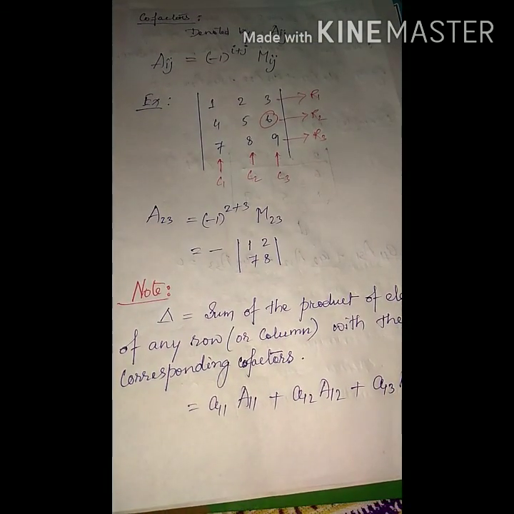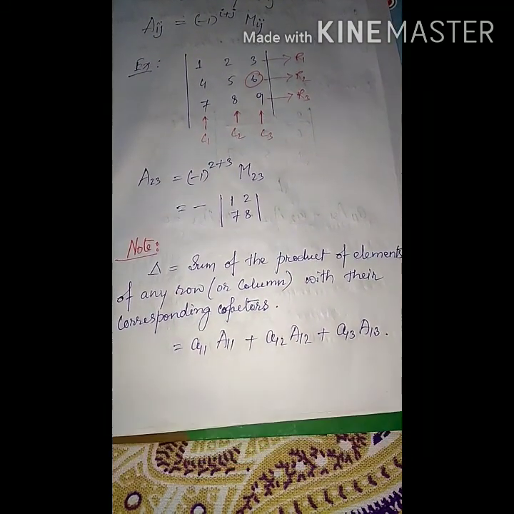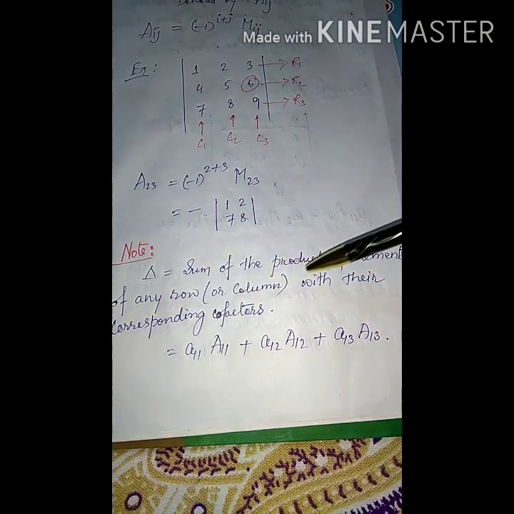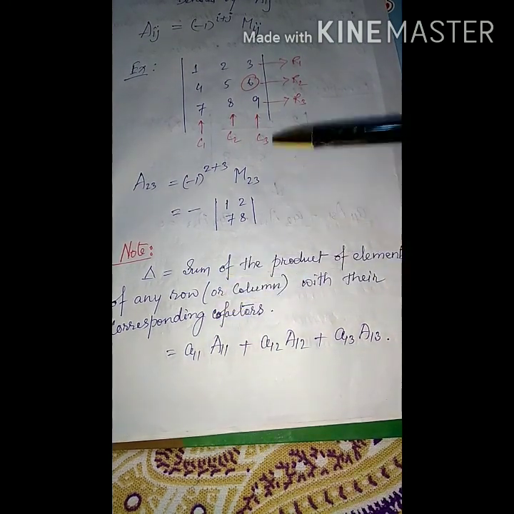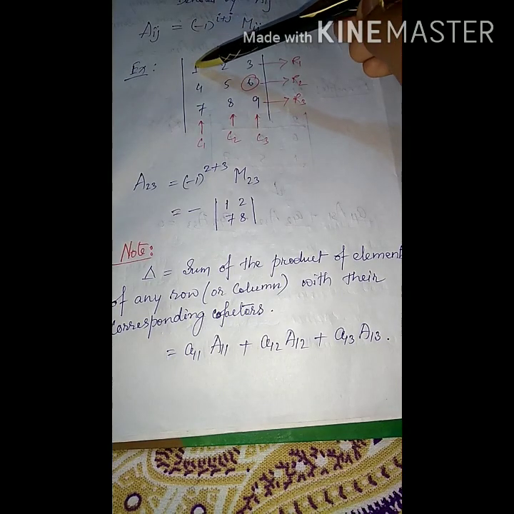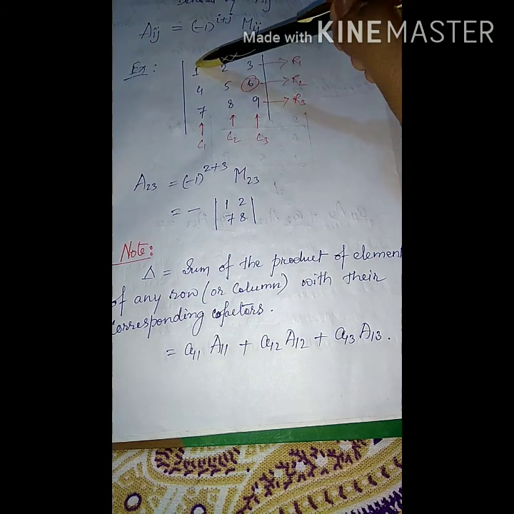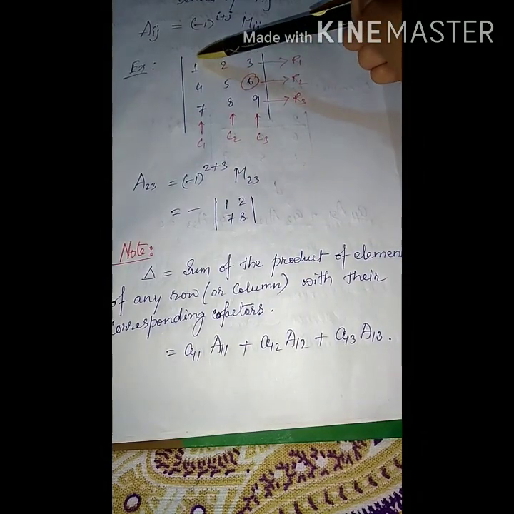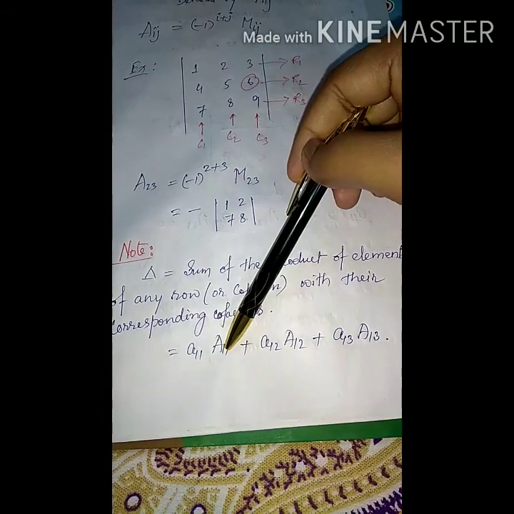Okay, now here a very important note. Actually there are 2 notes here. First of all, you see this one. According to this note, what is written here: sum of the product of elements of any row or any column with their corresponding cofactors. That means, what is the meaning? Suppose we consider the first row or first column. If we consider the first column, what is the position? A11. So that's why we write element a11, and easily we can find out the cofactor of this one also, which we represent by A11.